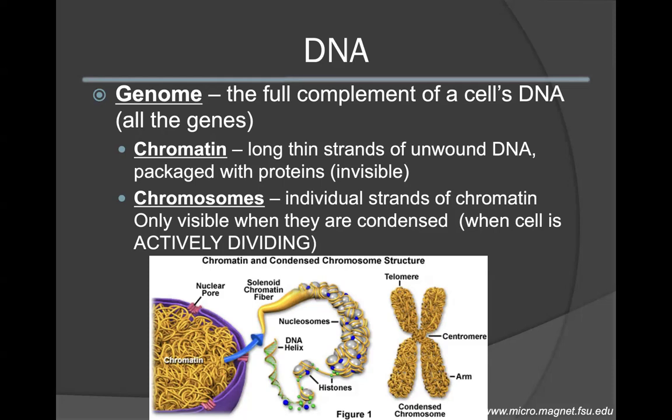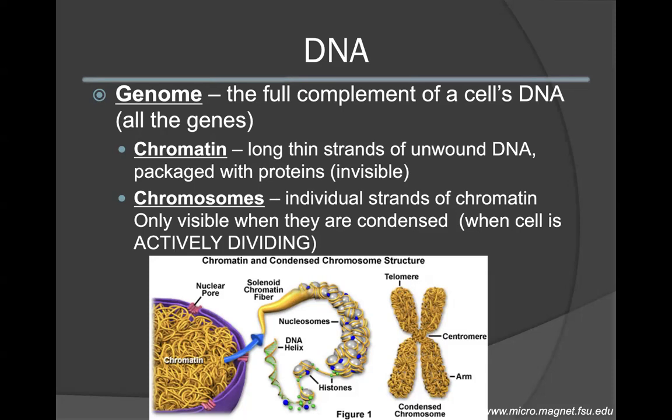And remember that this unwound form of DNA will also have small proteins attached to it. This will help to fold up the DNA when necessary. The DNA can also be present in chromosome form. This occurs when the strands of chromatin become highly condensed. This is the form that chromosomes or the DNA takes when a cell is actively dividing.